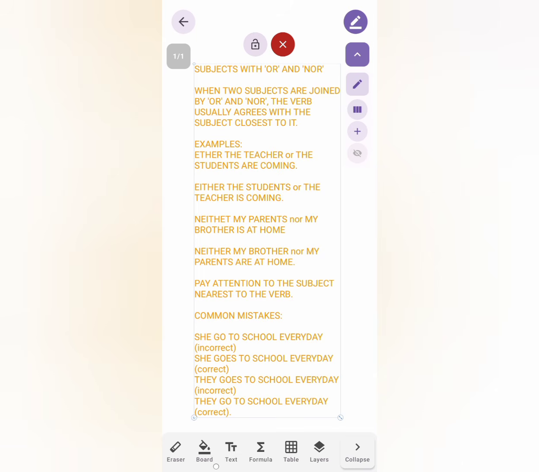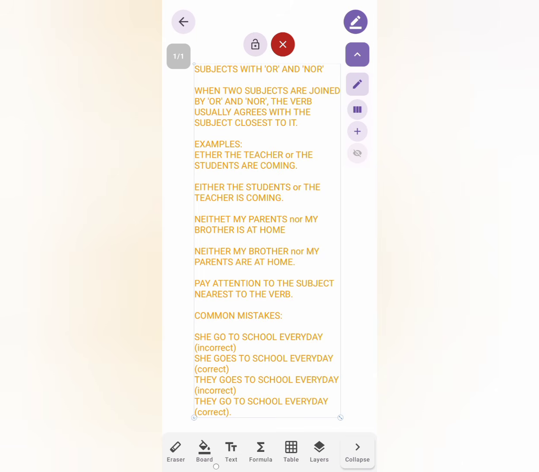Here in this case, the singular subject teacher is closer to the verb, so we use the singular form of the verb is. Neither my parents nor my brother is at home. I think it is all understandable now. Neither my brother nor my parents are at home. Pay attention to the subject nearest to the verb.